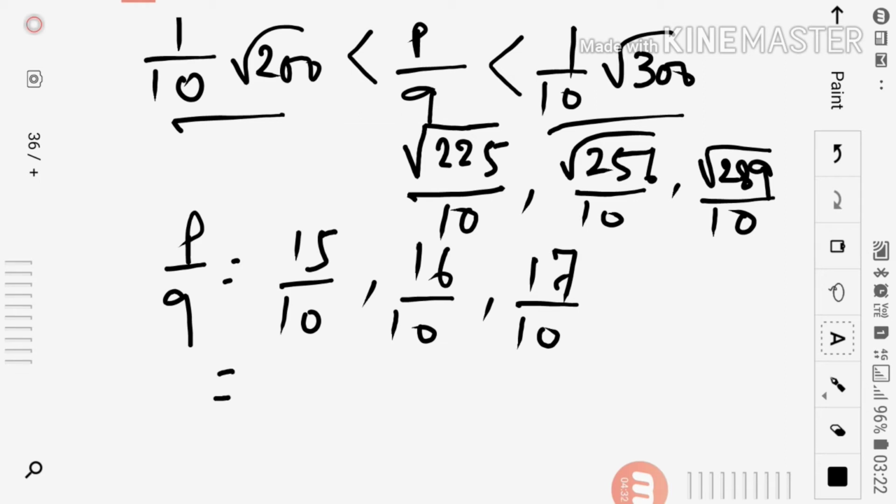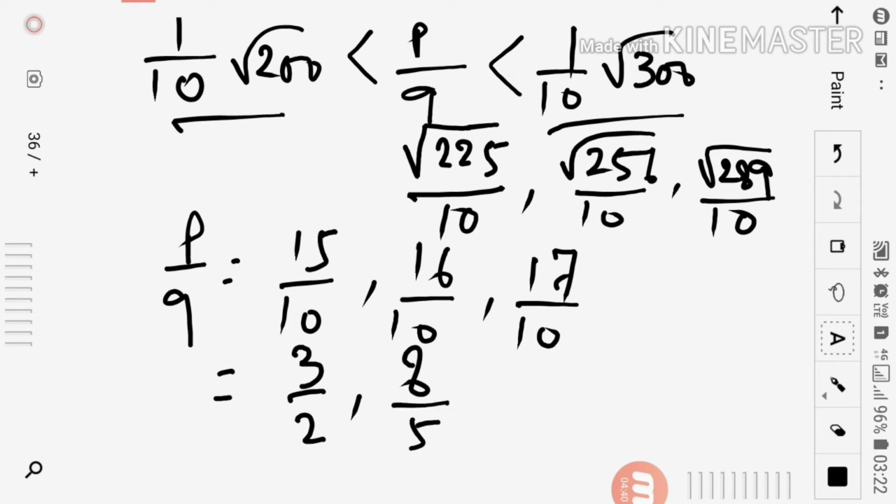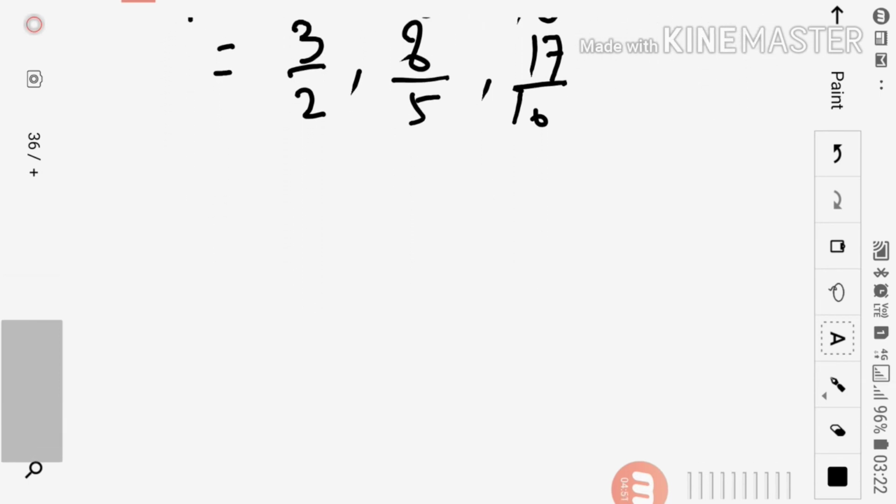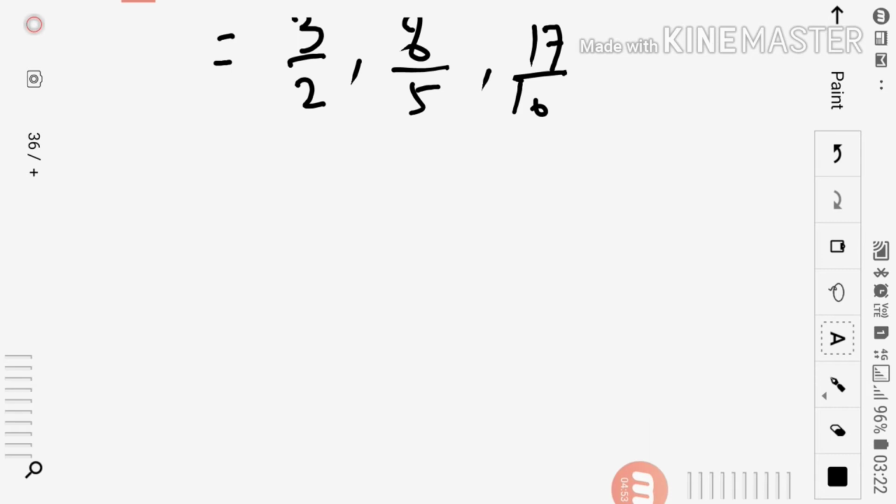So now we have got the answer: 3 by 2, 8 by 5 and 17 by 10. This is one method. Another approach we can take is to scale it up.